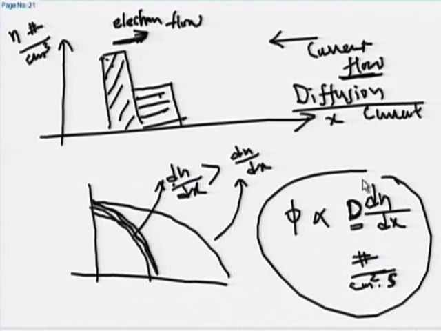What we want to find out, we are not interested in the flux of the electrons or flux of the holes. We are interested in the current due to the electrons and current due to the holes. So this is number per unit area per unit time. What should I multiply here to get the current? Current density is the charge per unit area per unit time. So if I multiply by Q, I'm sorry, the current density is Q times the flux.